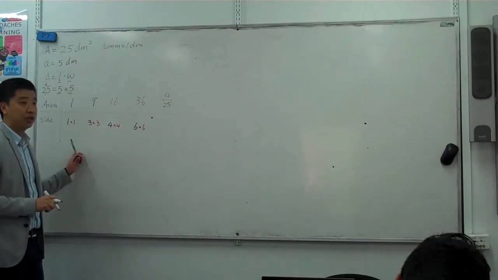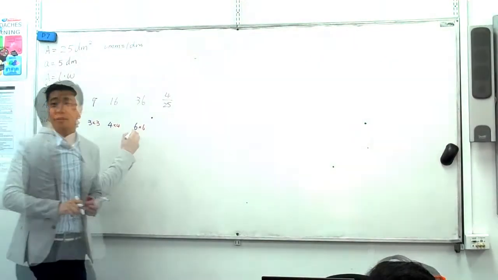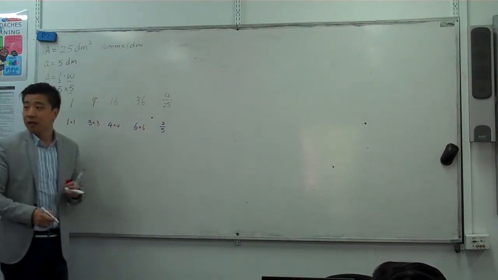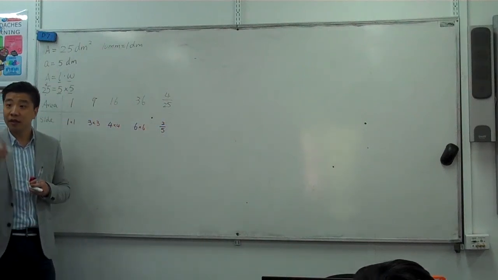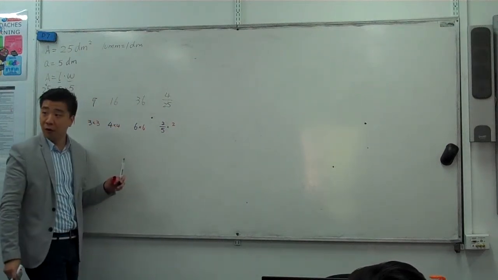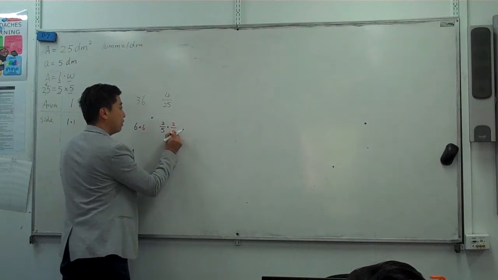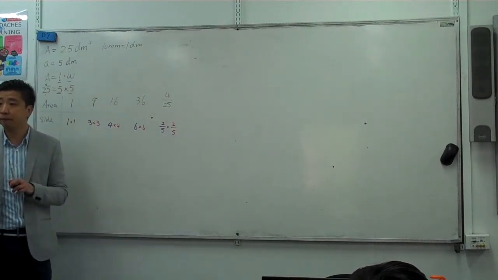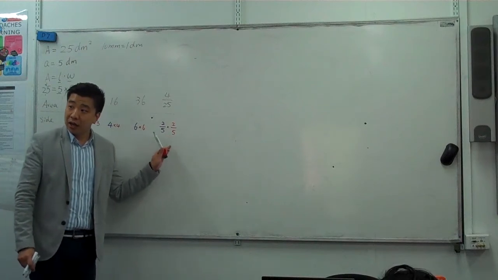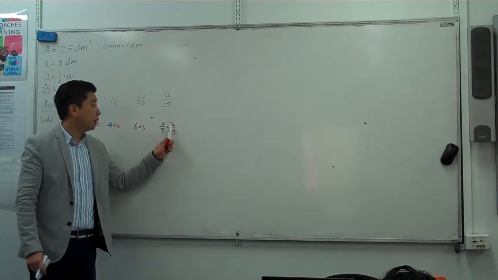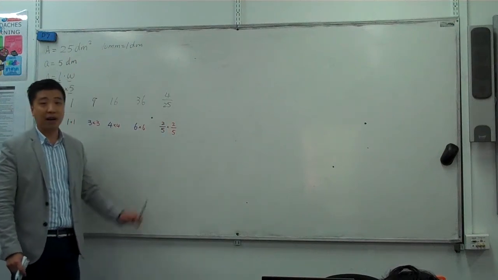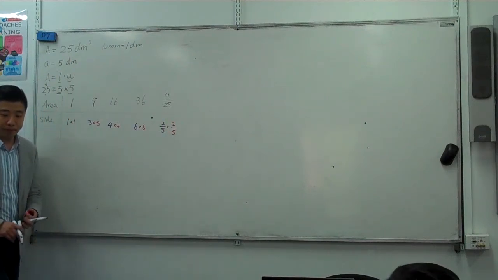So this is the dimension. How about the last one? 2 over 5. Why is it 2 over 5? Very good. Some people said because 2 times 2 is 4, and then 5 times 5 is 25. Good. For the fraction calculation, we multiply the numerators and we multiply the denominators. That's why that is 2 over 5.